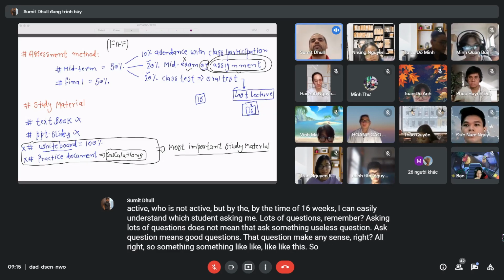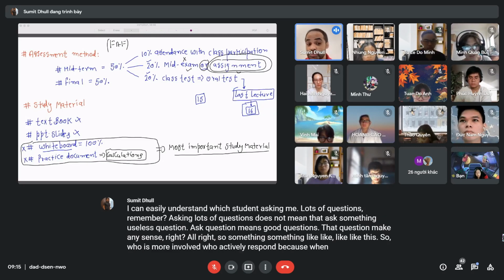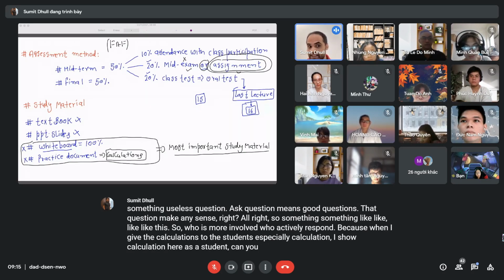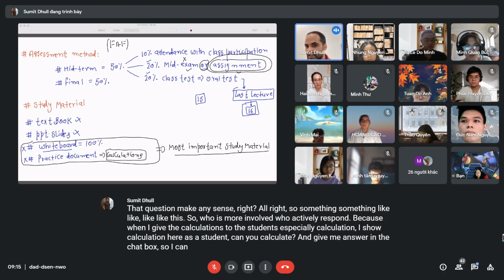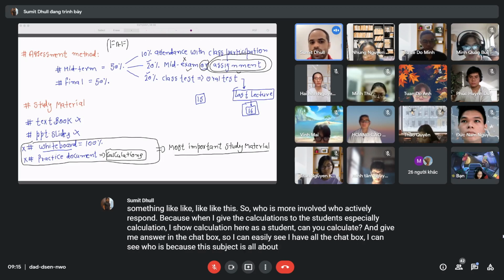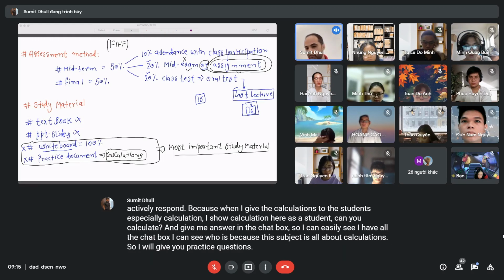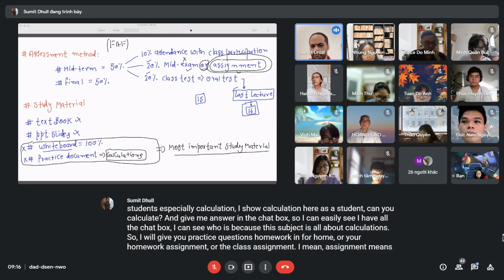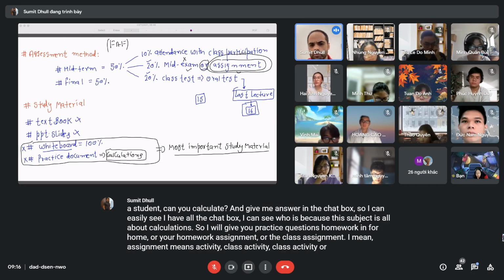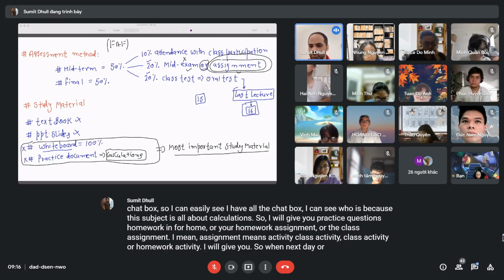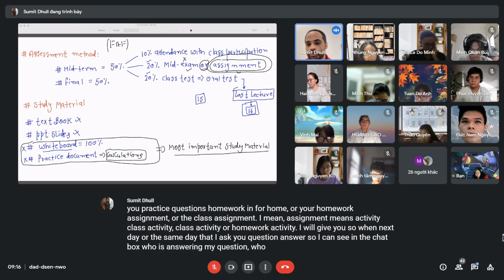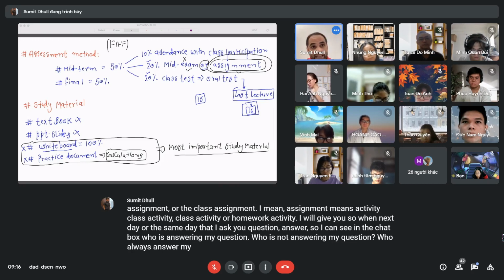So who is more involved, who actively responds? Because when I give calculations to the students, I show the calculation here and ask, can you calculate and give me the answer in the chat box? So I can easily see, I have all the chat box. I can see who is answering, because this subject is all about calculations. So I will give you practice questions, homework for home or the class assignment. I mean, assignment means activity, class activity or homework activity I will give you. So the next day or the same day when I ask you a question, I can see in the chat box who is answering my question, who is not answering my question, who always answers my question, who never answers my question.